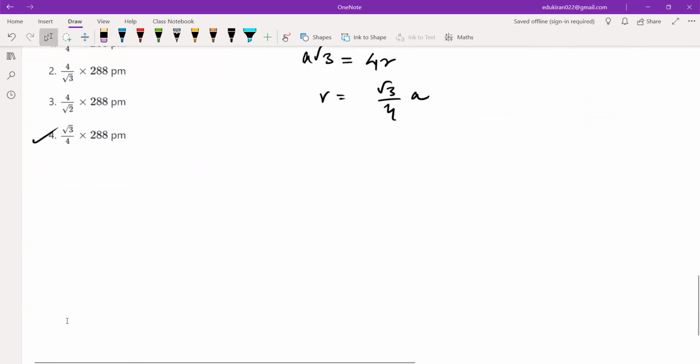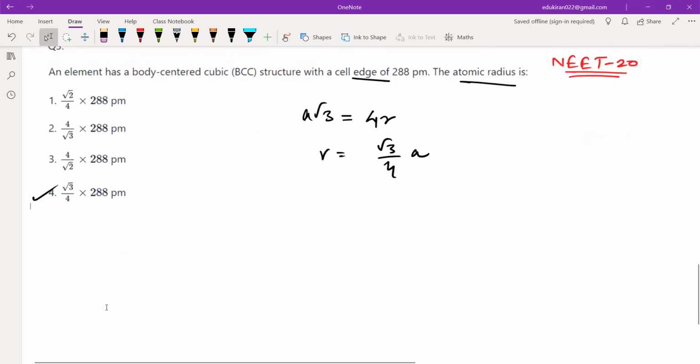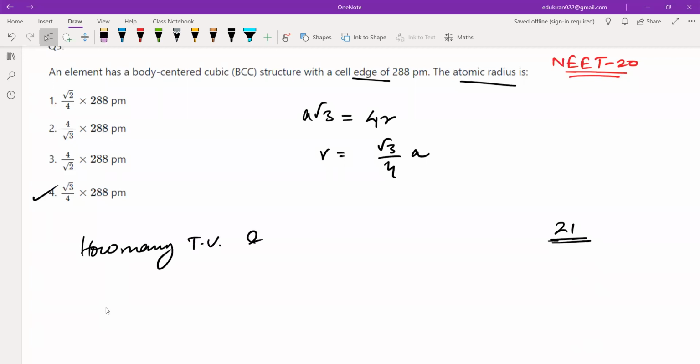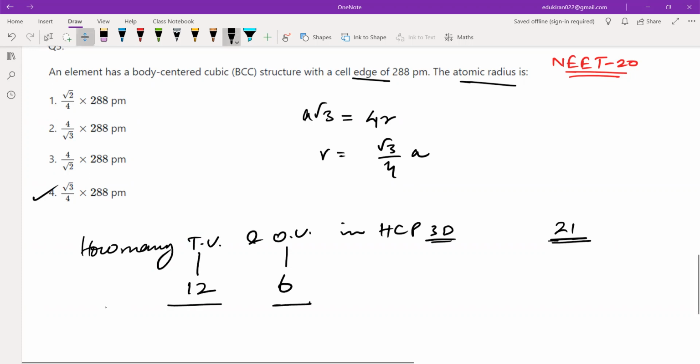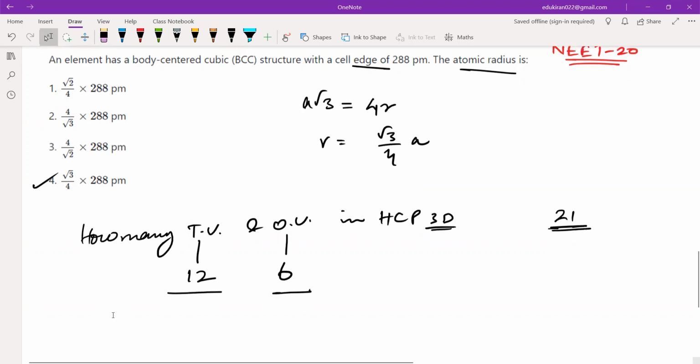Now we will look at a different type. There was also one more question that came in NEET 2021: how many tetrahedral voids and octahedral voids are there in hexagonal close packing in 3D? Okay, so the answer was tetrahedral void is 12 and octahedral void is 6, in 1 unit cell they asked. So simple questions are asked here. You can easily answer them.